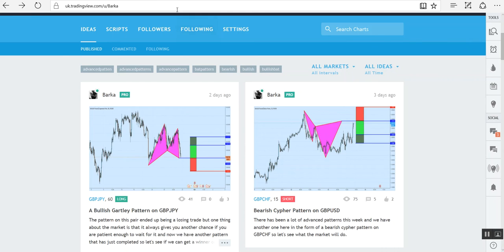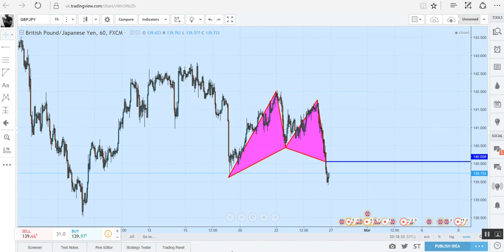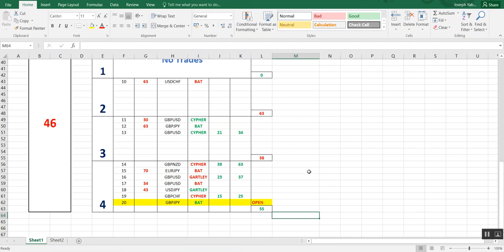So I'm moving on to my signal service. This week has actually been really, really busy. For those of you that follow me on TradingView, you've seen I've posted a lot of trades this week. And if I bring in my spreadsheet, we can see that I've taken 1, 2, 3, 4, 5, 6, 7 trades this week alone. So it has been a very, very busy week.